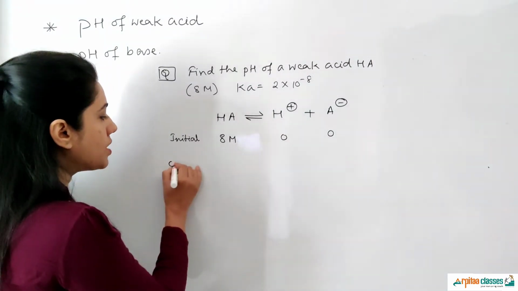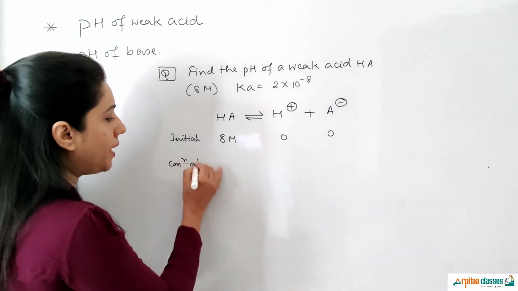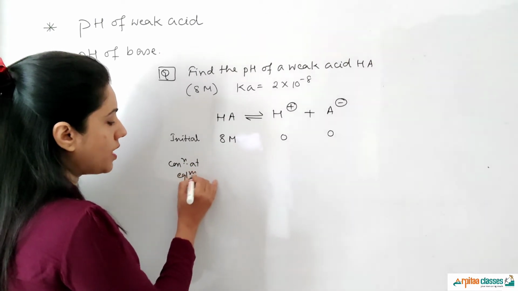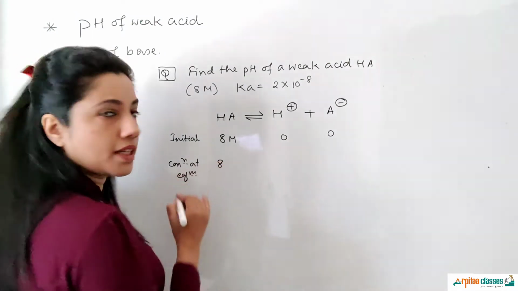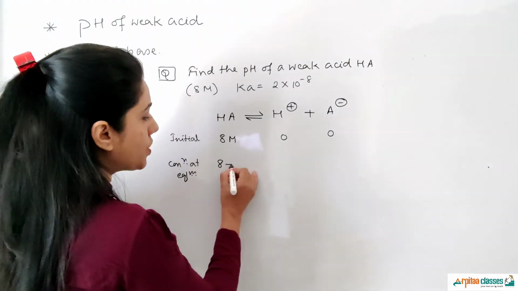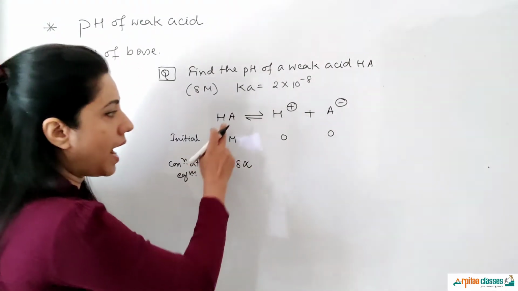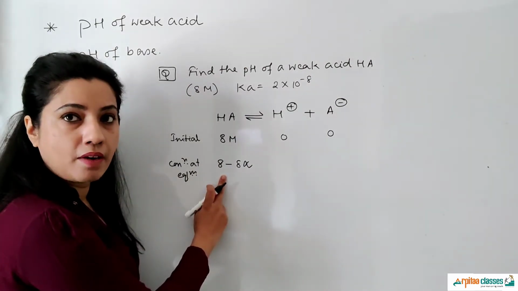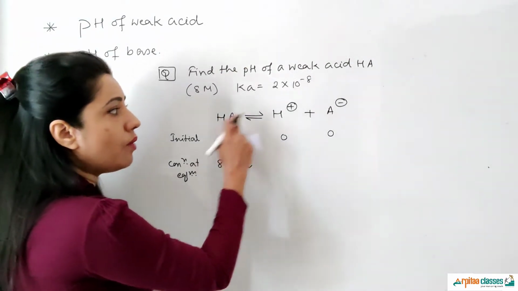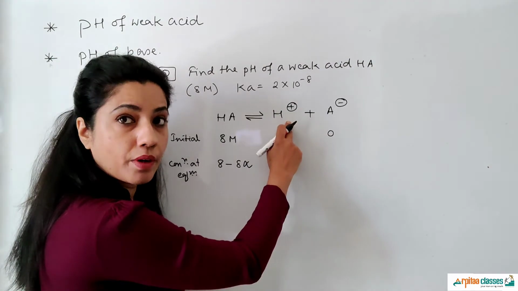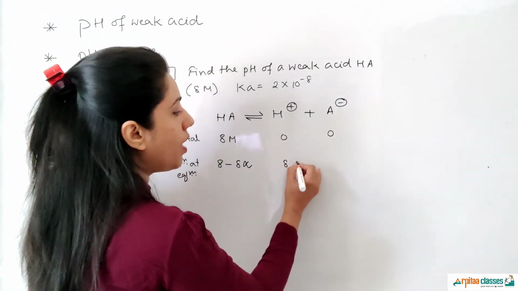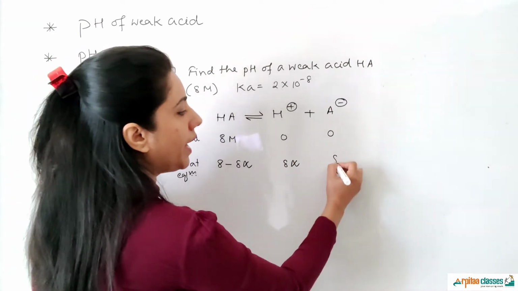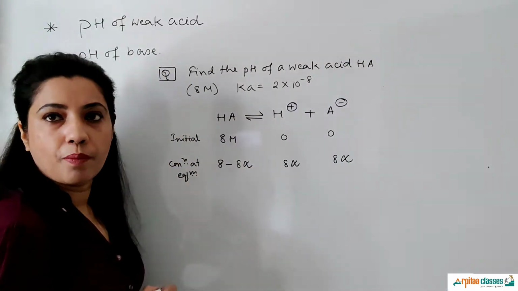So, what is the concentration of HA at equilibrium? It was 8. 8 alpha got dissociated. So the concentration at equilibrium is 8 minus 8 alpha. From 1 mole of HA, 1 mole of H plus is formed. So when 8 alpha is dissociated, 8 alpha of H plus is formed, 8 alpha of A minus is formed.